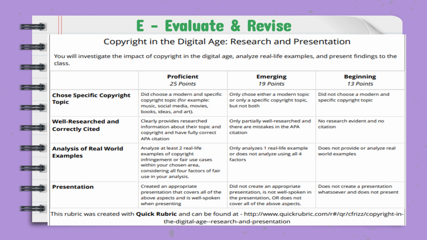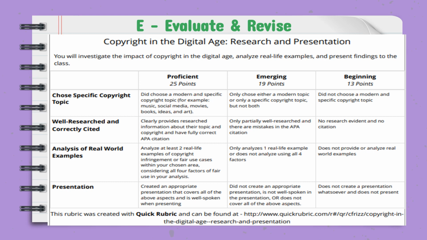The next criteria is, is it well researched and correctly cited? They would get a proficient if they clearly provide researched information about their topic and copyright and have fully correct APA citation. They would get an emerging if they were only partially well researched and there are mistakes in the APA citation. And if there was no research evident and no citation, they would get a beginning.